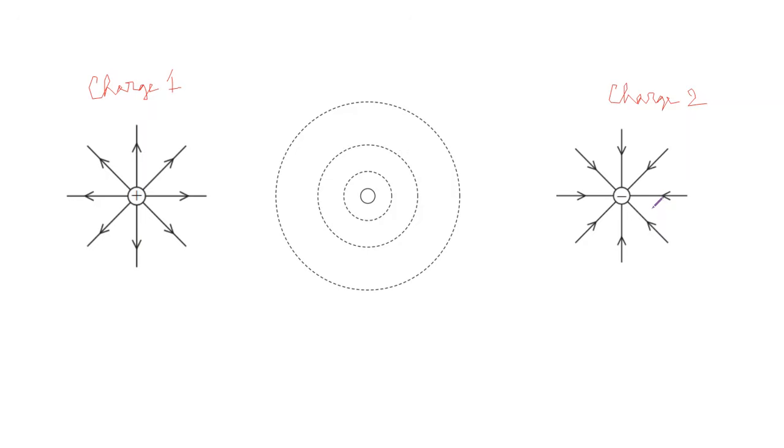Always remember, when it comes to a positive charge, field lines are radially outward, and when it comes to a negative charge, as is the case for charge 2, field lines will be radially inward. And equipotential lines are always perpendicular to field lines. If you try and draw the field lines into this, you'll see at any given point the equipotential lines are perpendicular to the field lines. They make an angle of 90 degrees.